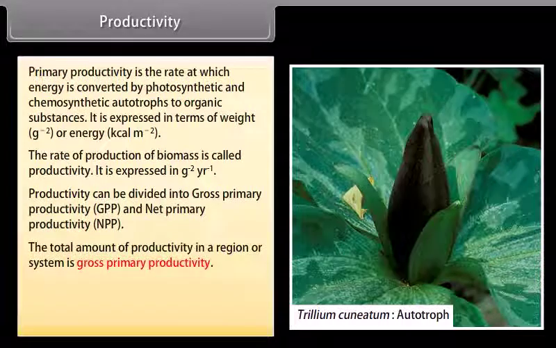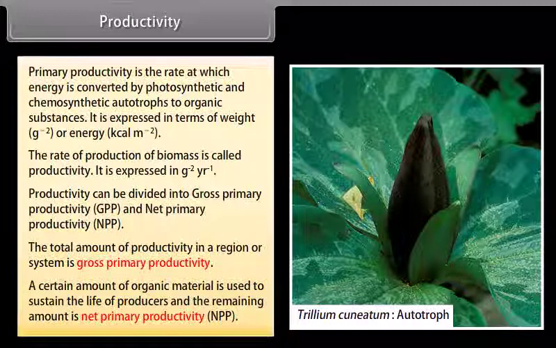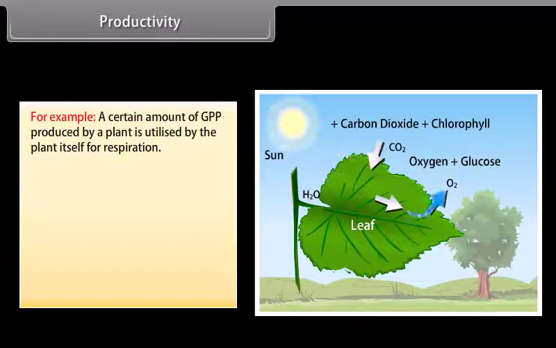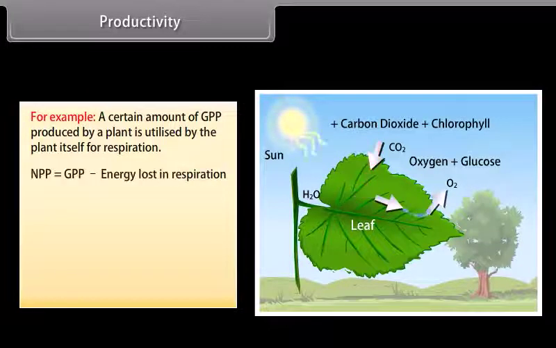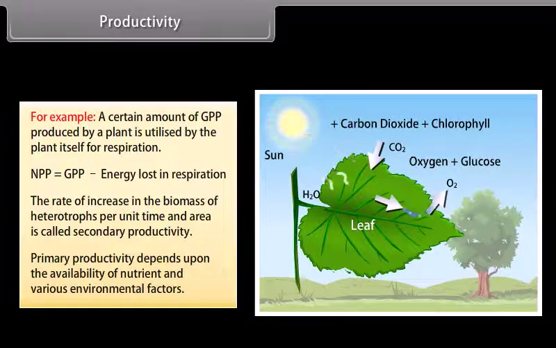The total amount of productivity in a region or system is gross primary productivity. A certain amount of organic material is used to sustain the life of producers and the remaining amount is net primary productivity, NPP. For example, a certain amount of GPP produced by a plant is utilized by the plant itself for respiration. NPP is equal to GPP minus energy lost in respiration. The rate of increase in the biomass of heterotrophs per unit time and area is called secondary productivity. Primary productivity depends upon the availability of nutrient and various environmental factors.